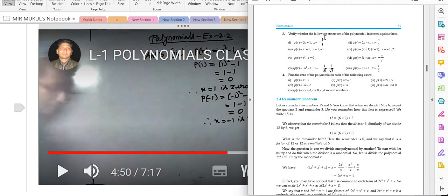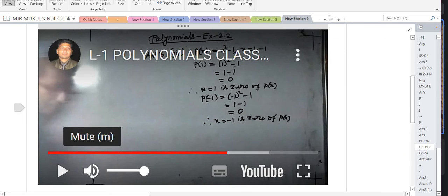The question was: verify whether the following are zeros of the polynomial or not. Right. So in total, how many questions? 8 questions are given in question number 3. If you put that value and you get 0, that means that will be the zero of the polynomial. If you do not get 0, then it is not a zero of the polynomial. Right? Understood?